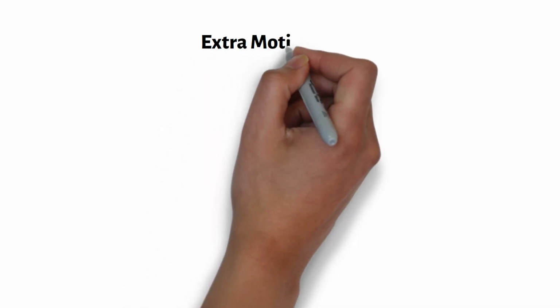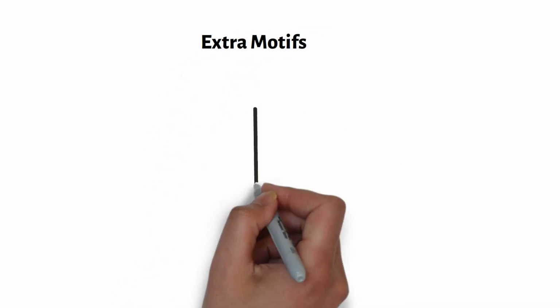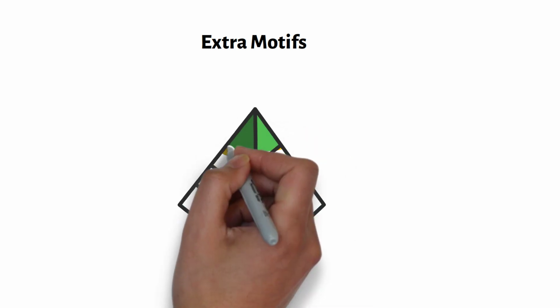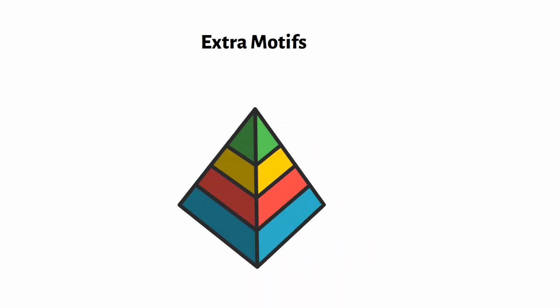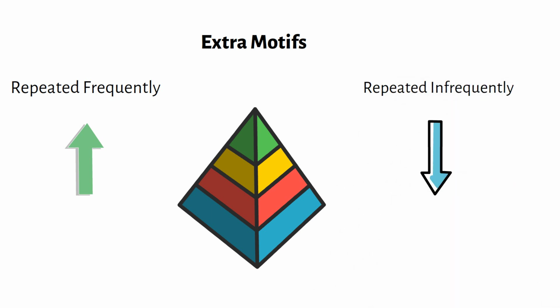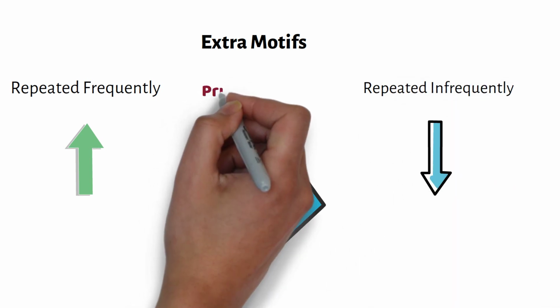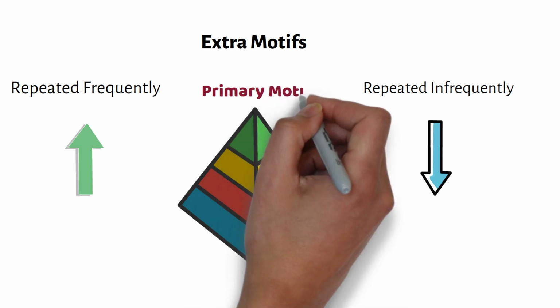Sometimes Scriabin adds extra motifs outside of Theme 1 and 2. We can think of his use of motifs as a hierarchy, where prominent themes are presented more often and less important themes are played less frequently. At the top of the hierarchy is what I call the primary motif.